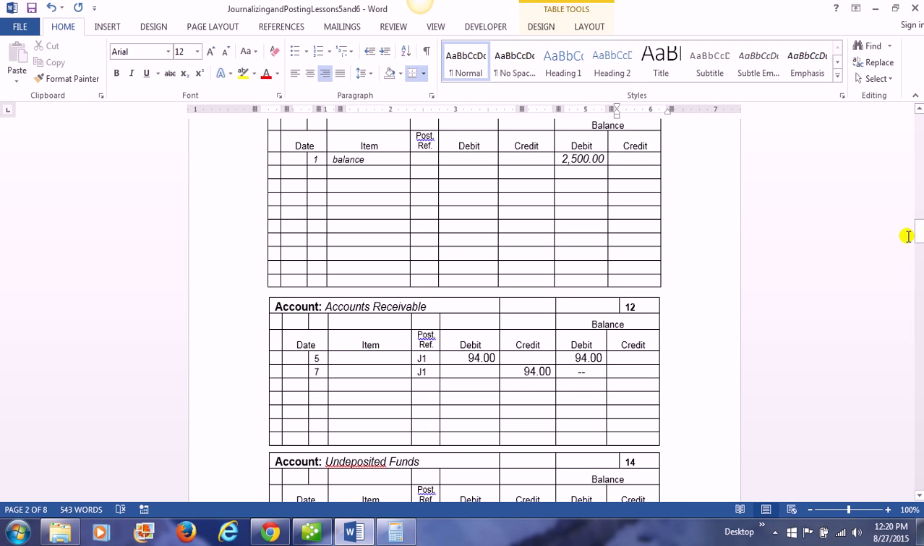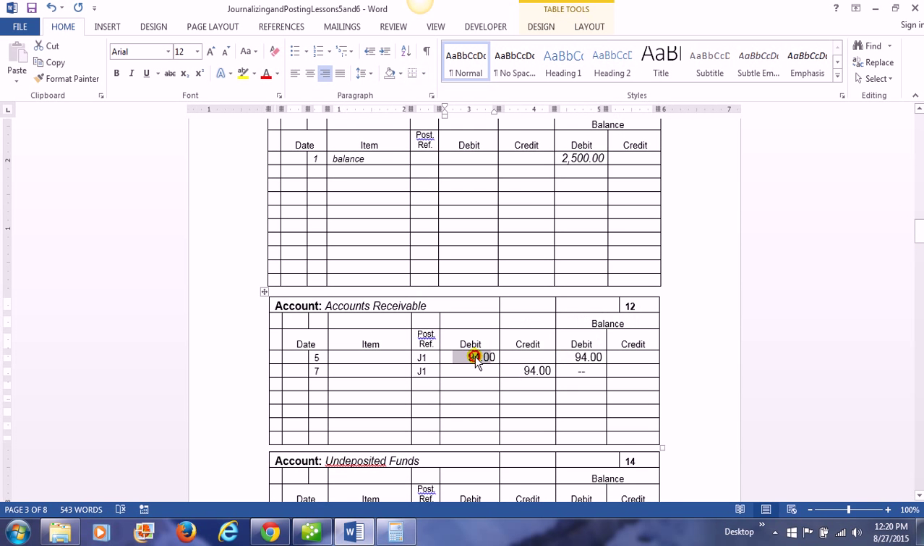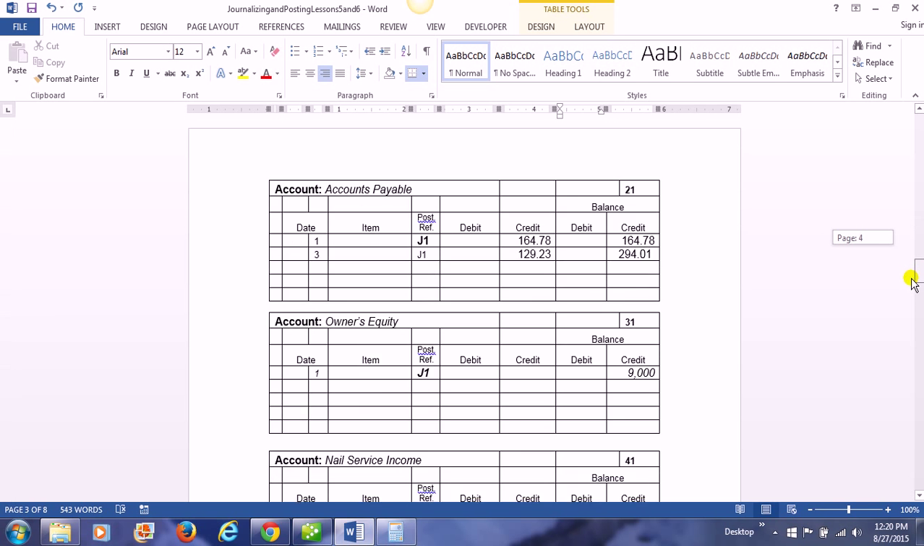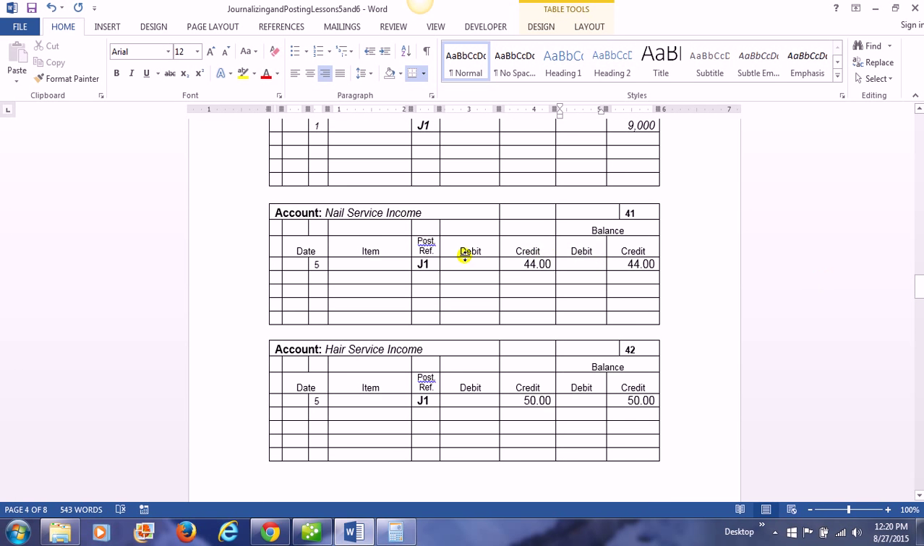So accounts receivable, we're looking at the first one here, is being debited for $94. And then its new balance is calculated, which had no prior balance, so it's a $94 balance. When we go and look at our income accounts, nail service income is credited for $44 and has the $44 balance. Hair services income is credited for $50 and has a $50 credit balance.